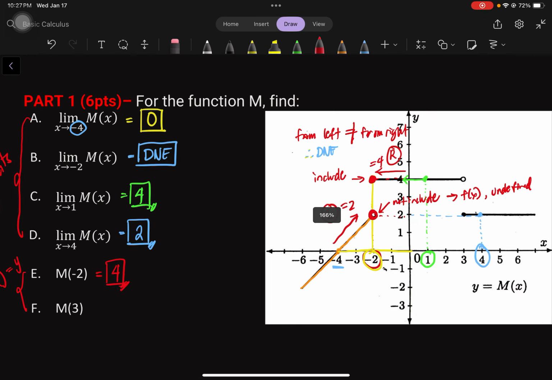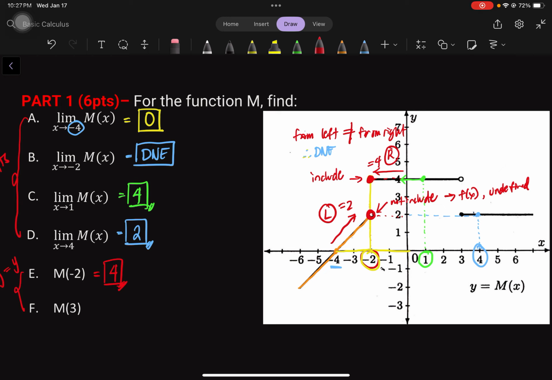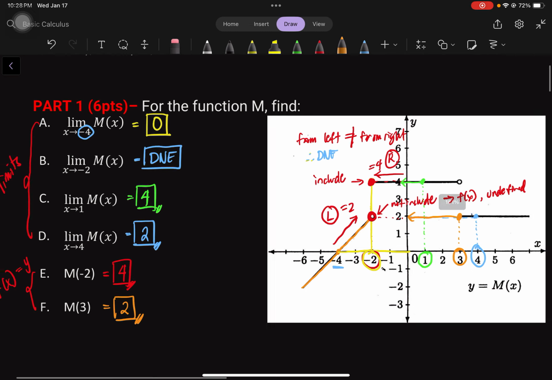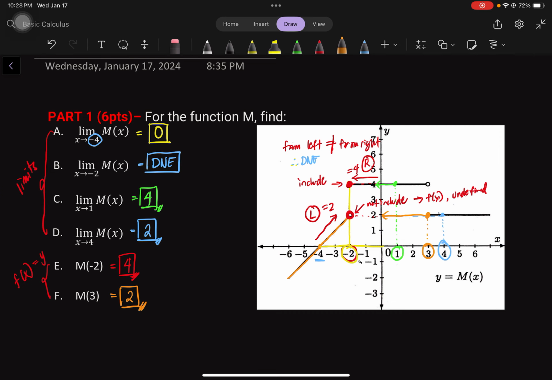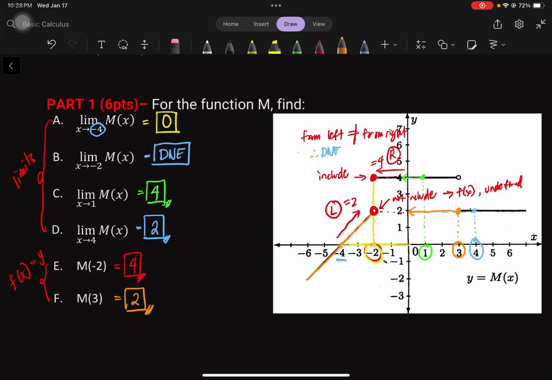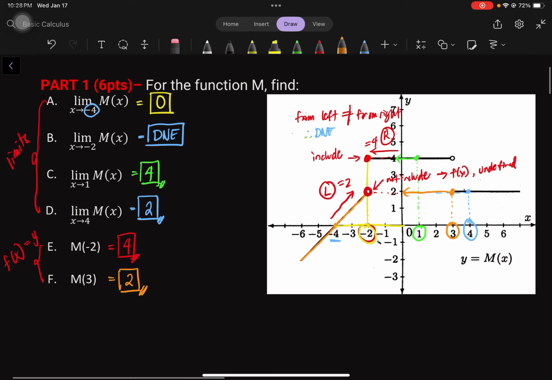Next, letter F, m of 3. So, kapag ang value ng x mo ay 3, ano magiging value ng y mo? Equal kay 2. Okay, hopefully, you understand for this part. So, ganyan lang kadali mag-identify ng limits natin using graph. Now, aside from that, I already discussed the left and right.